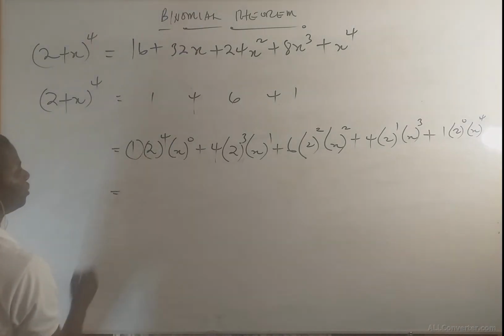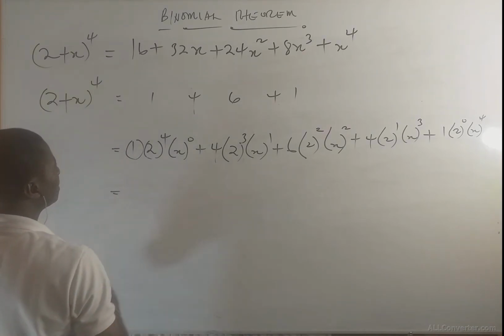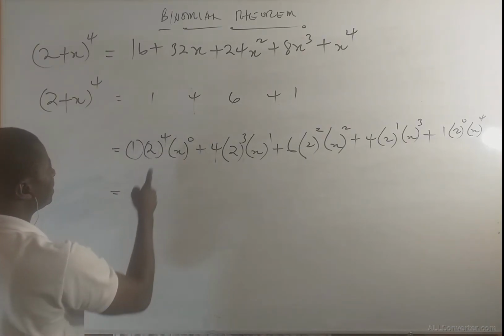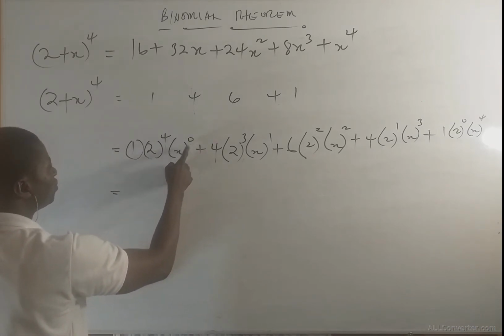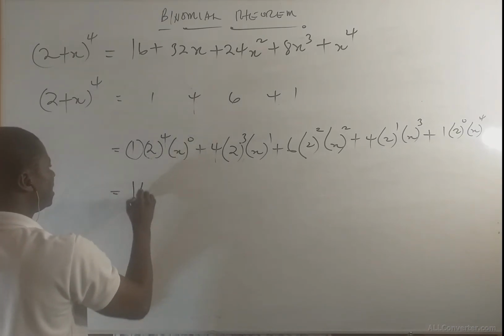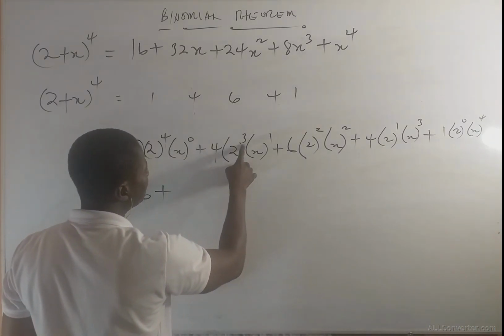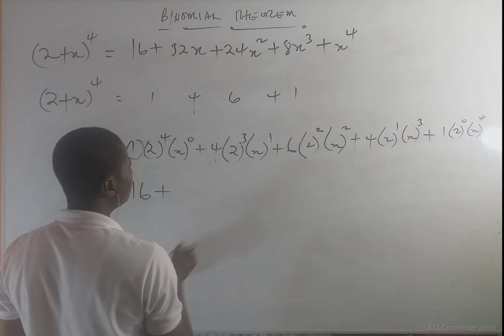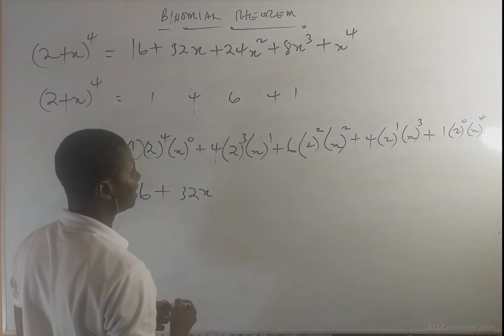Okay, so 2 raised to the power 4 is 16. 16 times 1 is 16, and x raised to the power 0 is 1. So 16 times 1 will give us 16. Then we have our first term. Okay, so 2 raised to the power 3 is 8. Then 8 times 4 will give us 32. So we have 32x because x raised to the power 1 is x.